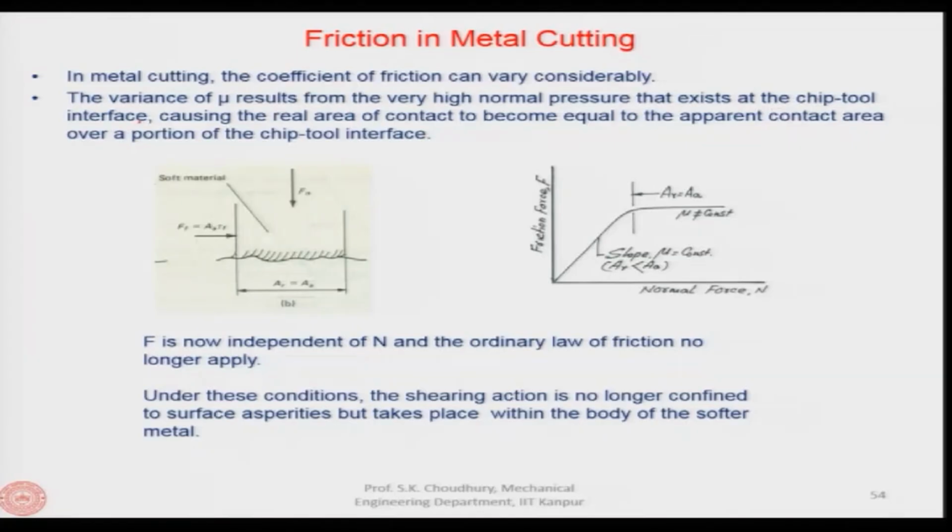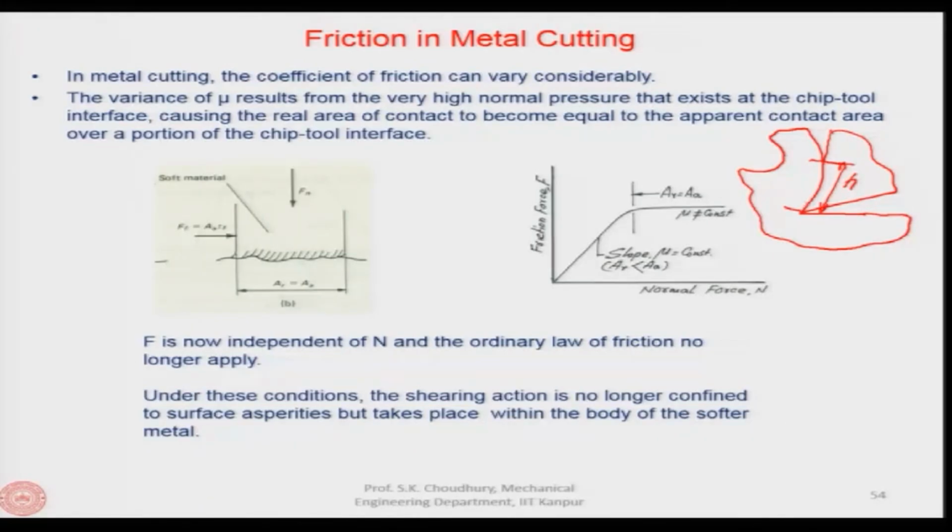When the chip is moving along the rake face of the tool, the real area of contact becomes equal to the apparent or geometrical area of contact over a portion of the chip tool interface. What we mean to say is that, suppose this is the chip, this is the workpiece and here is the tool. In this chip tool contact length, let us say h, the coefficient of friction varies considerably.